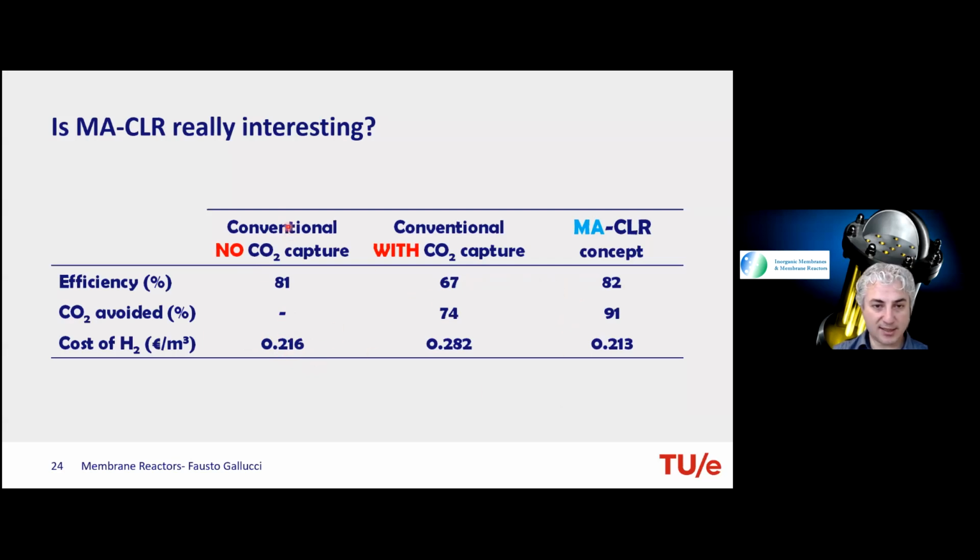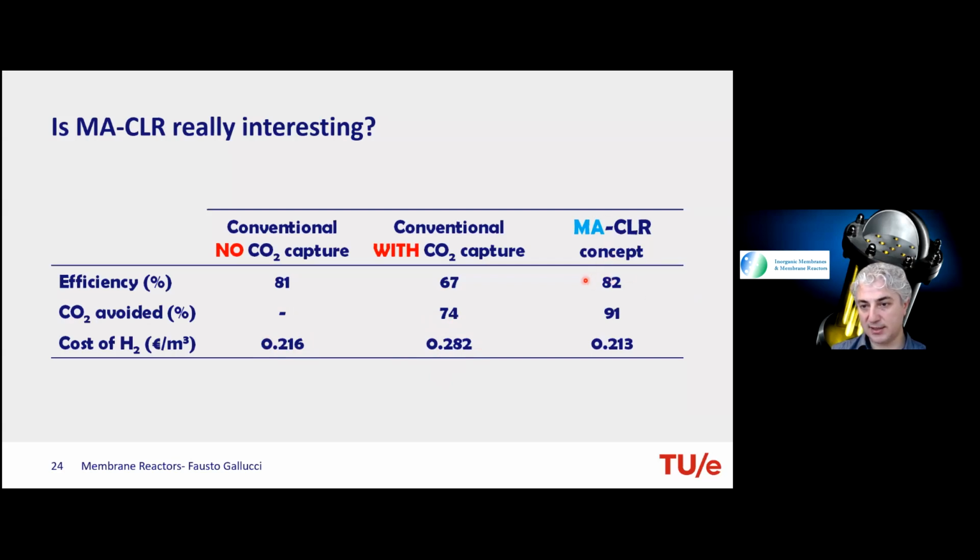Now, if you take this conventional system and you want to capture the CO2, this is possible. Why don't people do it? Simply because it's costly. The total efficiency drops from 80% to 67%. You can avoid up to 75, 80% of the CO2. So much better, but this has a cost. So the hydrogen, instead of this, will become this one. So much more costly.